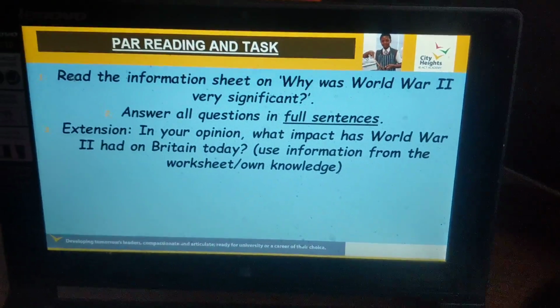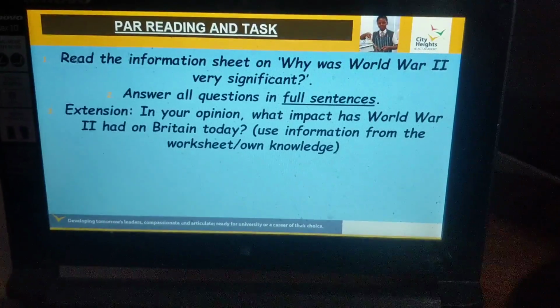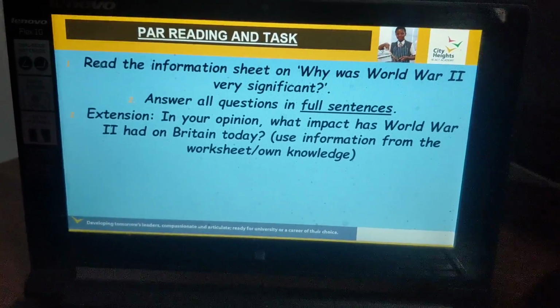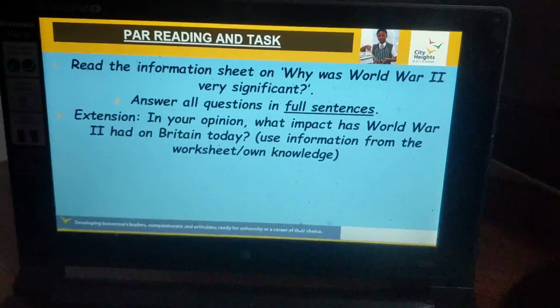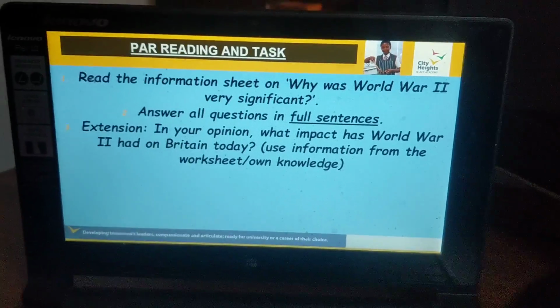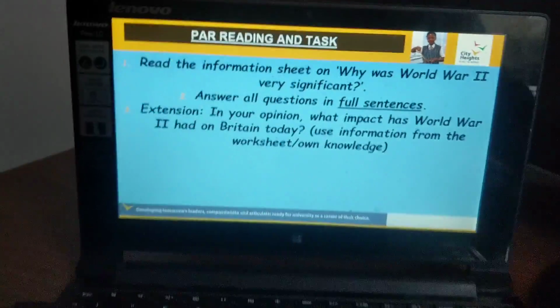Answer all the questions in full sentences using the sheet. And then if you finish that task and you want to move on to the extension and you're confident, do the extension task as well. In your opinion, what impact has World War II had on Britain today? Use the information from that worksheet and also your own knowledge to help you as well.